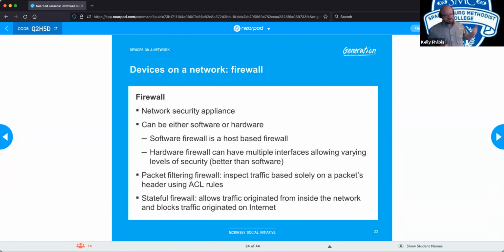And then stateful, as we were talking about, pays attention to the state of the conversation, and that conversation must originate from behind the firewall. So if I'm reaching out to the network, I have to start the conversation with Marvin. If Marvin tries to start it with me, my firewall is going to block it right off the bat.